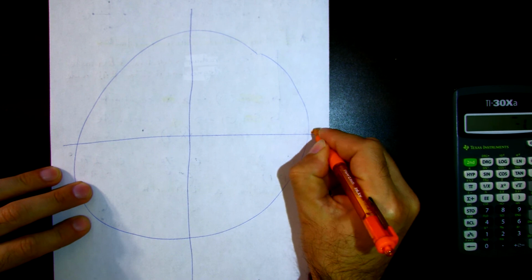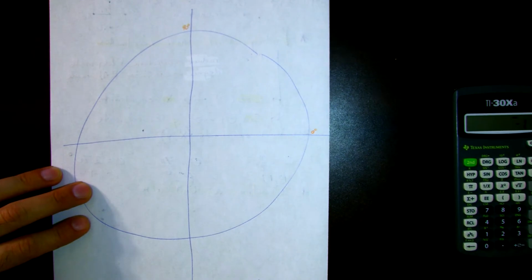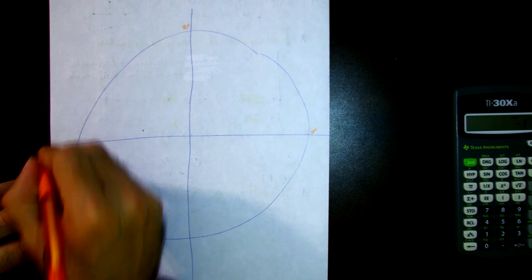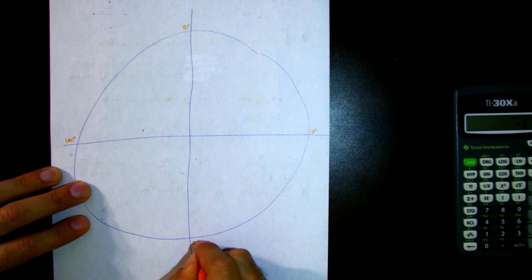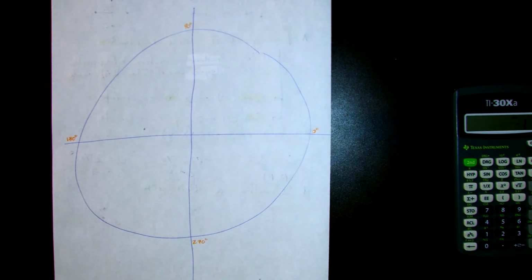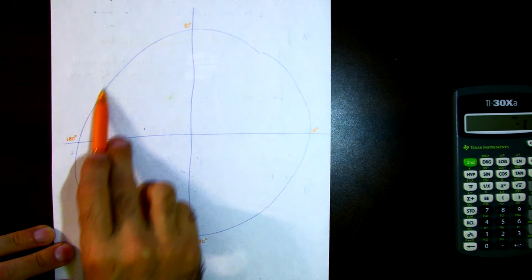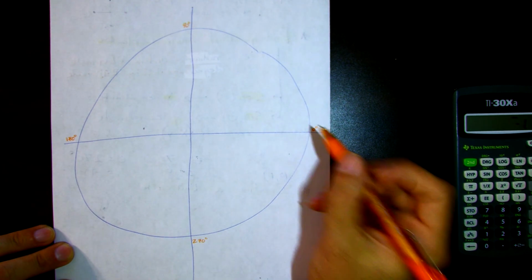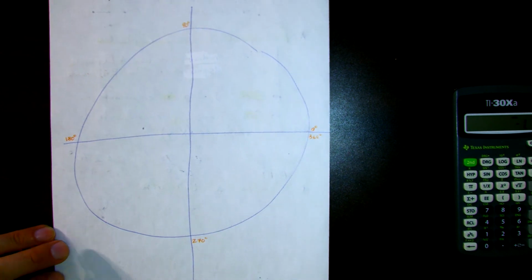0 degrees, 90 degrees, right? 180 degrees, 270 degrees. You guys good with those? Just 90 degrees. We go 90 degrees further, 90 degrees further. We're going around the circle, 90 degrees, 180, 270, all the way around, 360. Okay.